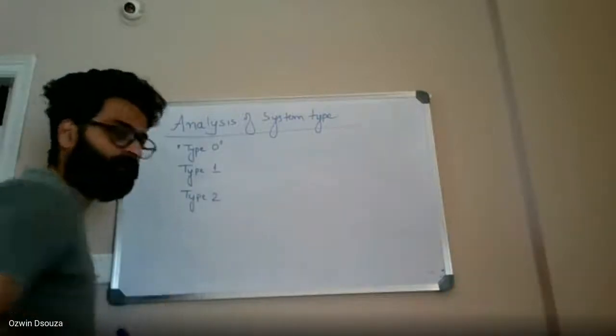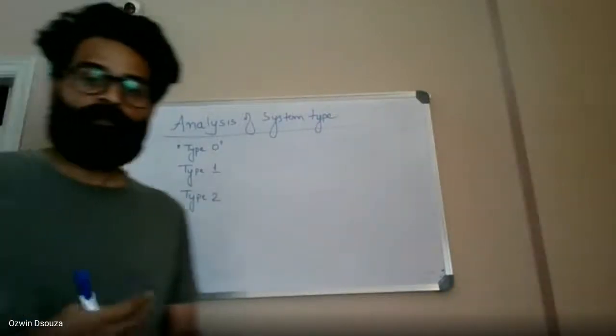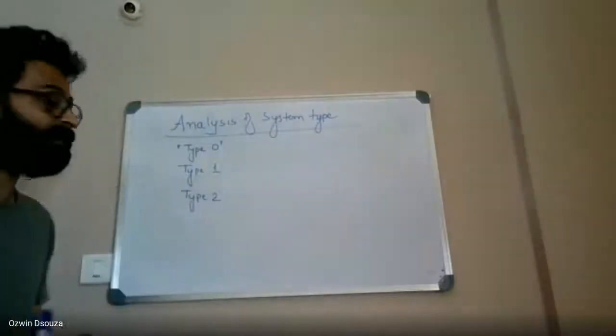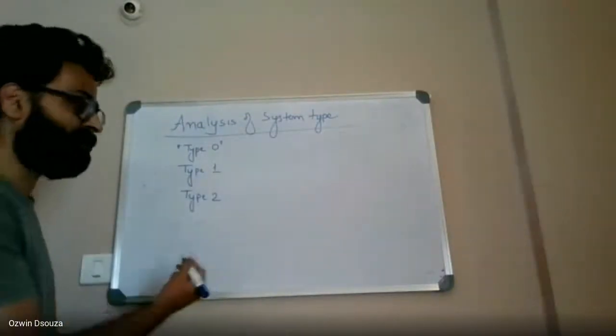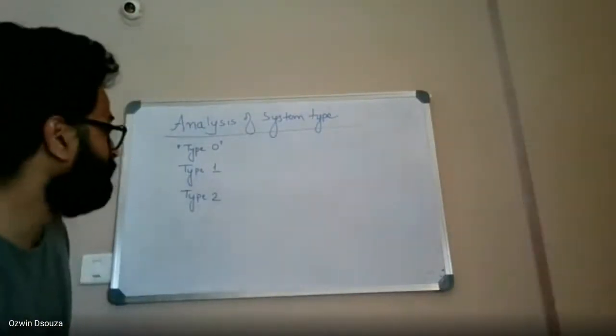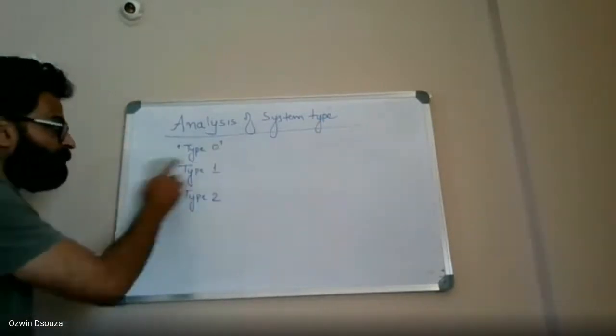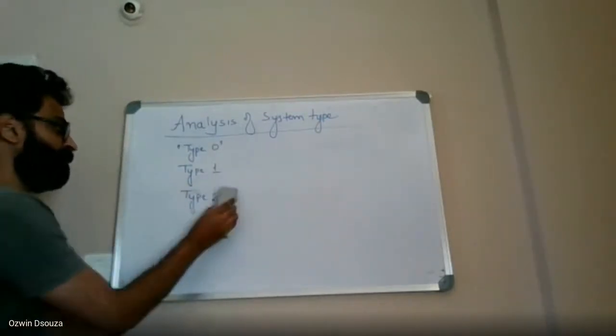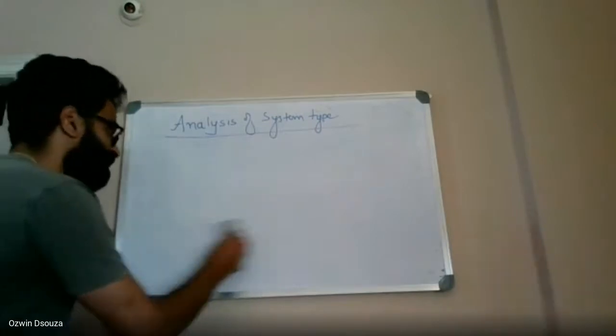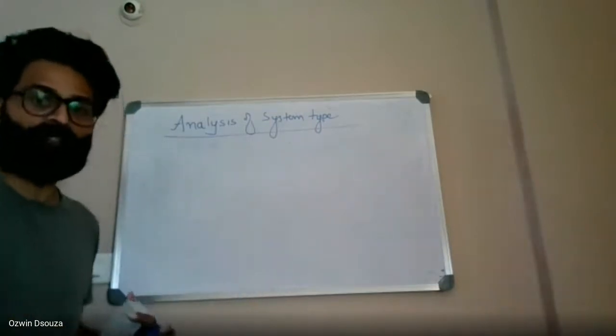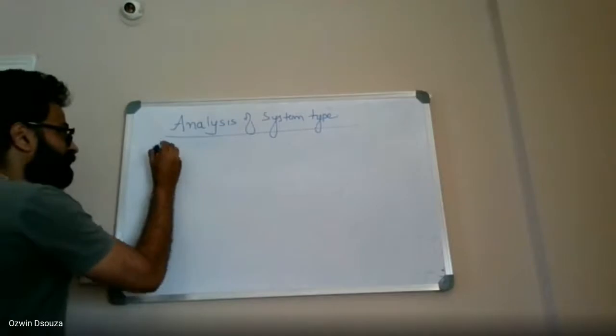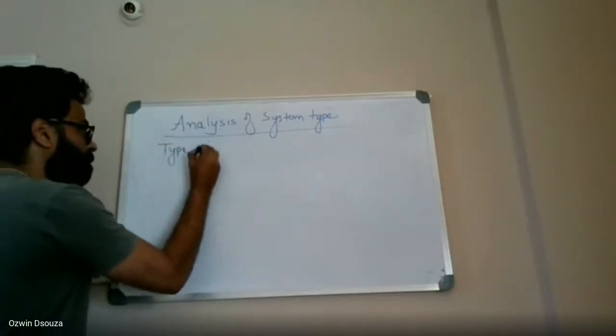and type 2. Okay, because type 3 system becomes pretty difficult to analyze using handheld calculation. So that's the reason we would be discussing only type 0, type 1, and type 2. All right. So let's consider these systems one at a time. So let's start with a type 0 system.